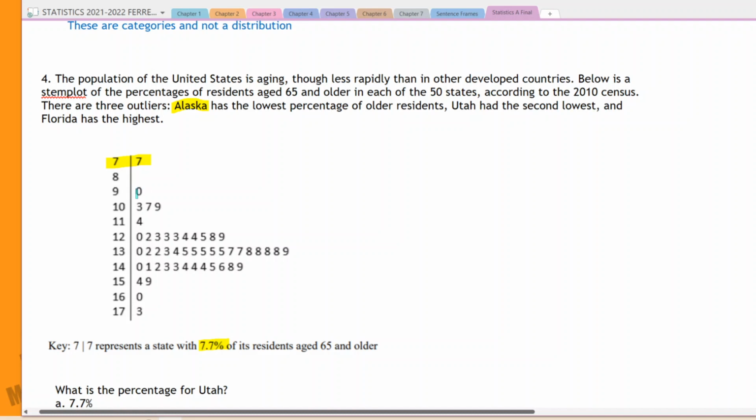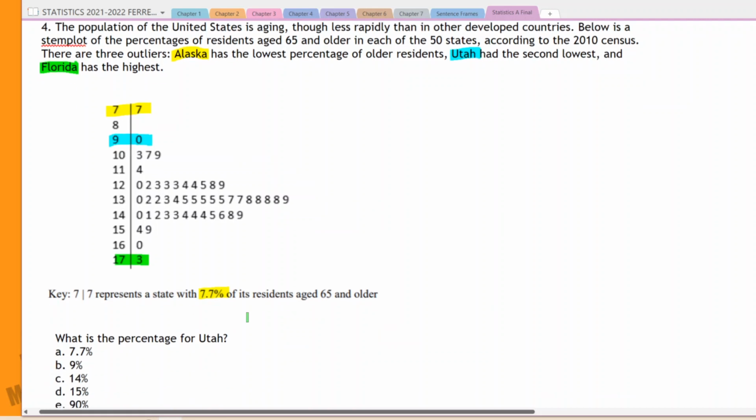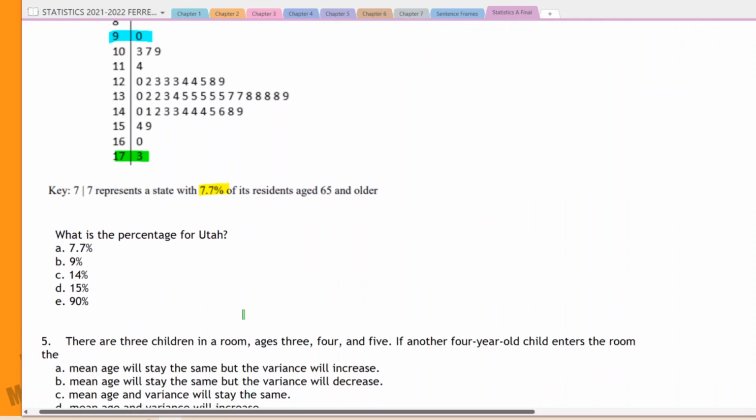So Utah here would be 9.0, second lowest. And of course, Florida is the highest. So Florida would be at 17.3%. So what is the percentage for Utah? We already discussed that. That's 9.0%. So letter B would be correct here, 9%.